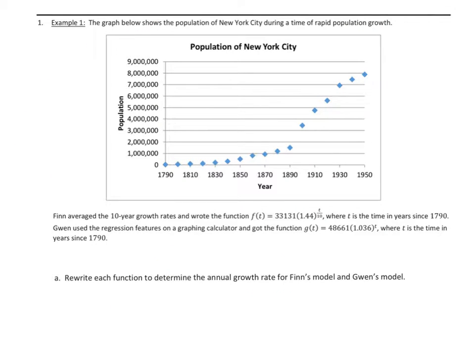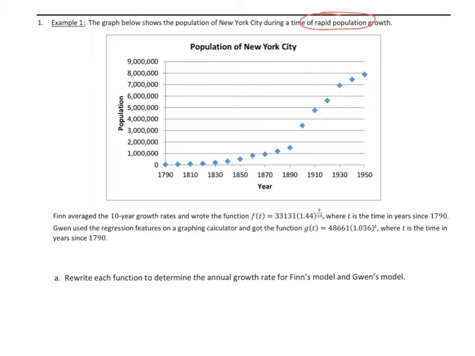So the first example of the lesson talks about a graph of the population of New York City. And you could show that they're talking about rapid growth of population. Rapid growth is similar to the idea of an exponential function. So that's why they're classifying this as rapid growth. Finn averaged the 10-year growth rates and wrote the function right here.